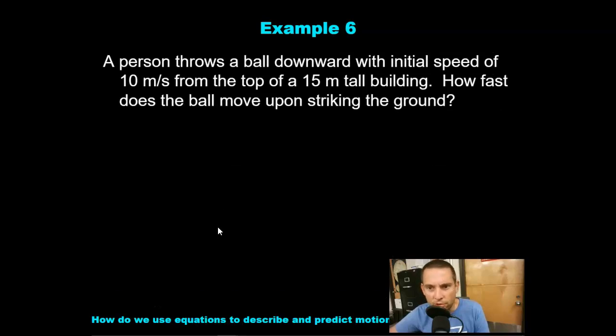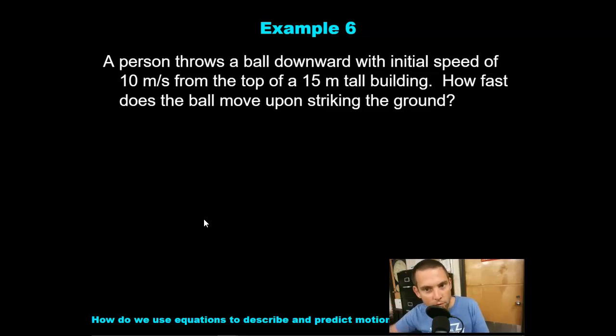A person throws a ball downward with an initial speed of 10 meters per second from the top of a 15-meter tall building. How fast does the ball move upon striking the ground? So remember, in previous sections, we would say, oh, it's undergoing free fall because we dropped the ball from the top of a building, and then it just gets accelerated by 10 meters per second every second that goes by.